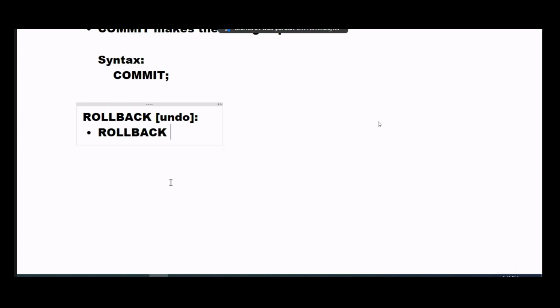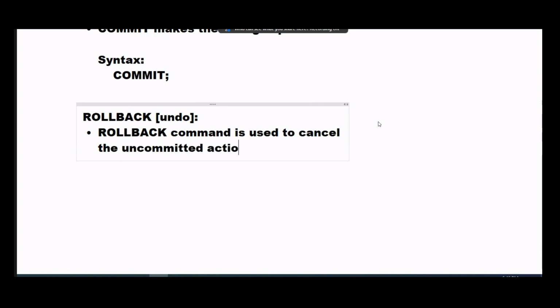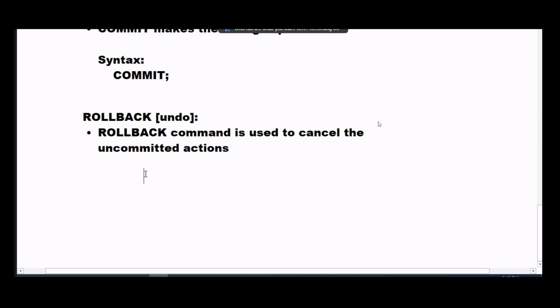So the rollback command is used to cancel the uncommitted actions. The sentence is very clear. It is used to cancel the uncommitted actions. Uncommitted means unsaved. Commit means save. Uncommitted means not saved.